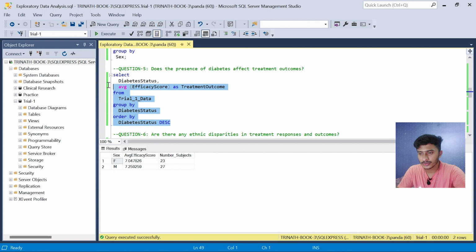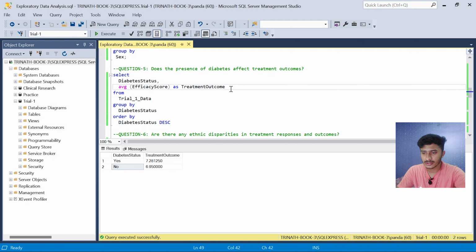Okay, so the patients with diabetes status yes, who have diabetes, have an efficacy score of 7.28. And the patients with no diabetes have a treatment efficacy score of 6.95, which is around 7. So here also there is only a small difference between them. So let's count how many patients have diabetes.